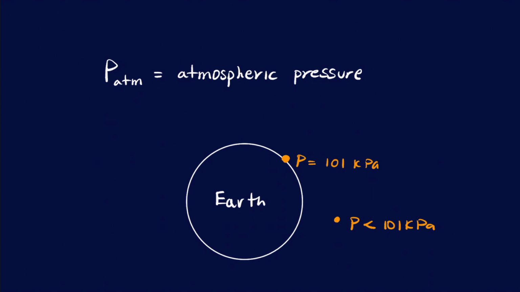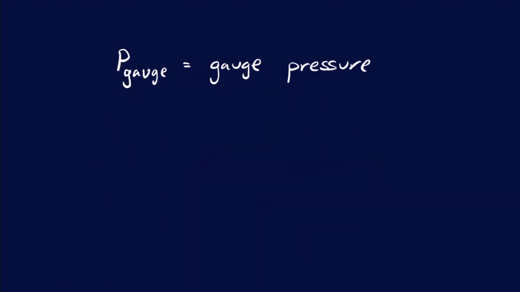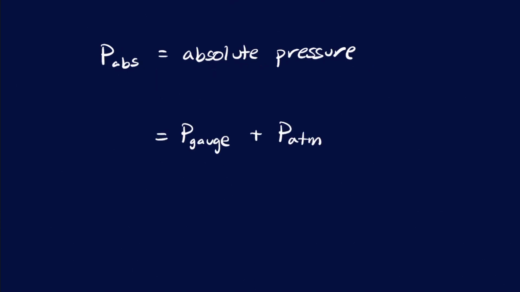less air above you. So gauge pressure is the difference between the measured pressure and the local atmospheric pressure. So it basically doesn't consider the atmospheric pressure. All you have to really remember for this last kind of pressure, called absolute pressure, is that it's the sum of the gauge pressure and the atmospheric pressure.